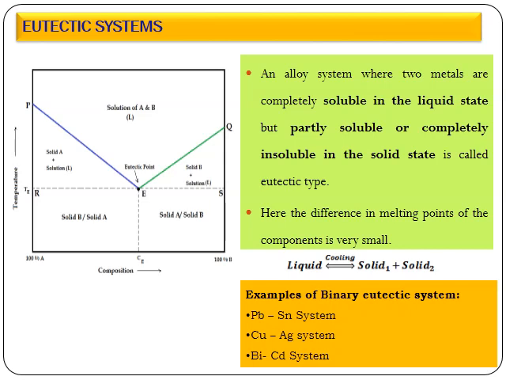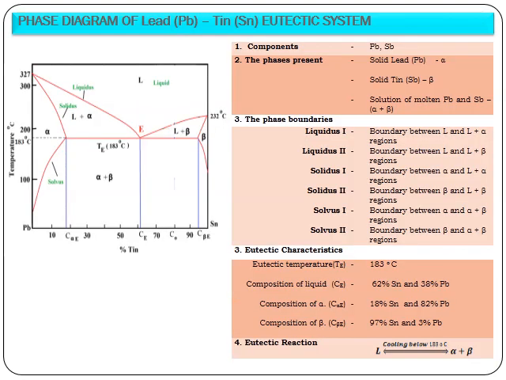We can have examples of the lead-tin alloy system, copper-gold alloy system, and bismuth-cadmium alloy system, where we can see this kind of phase diagram. So let us take an example and discuss more about this phase diagram for better understanding. As we discussed, this system consists of two different components. One is lead, another one is tin.